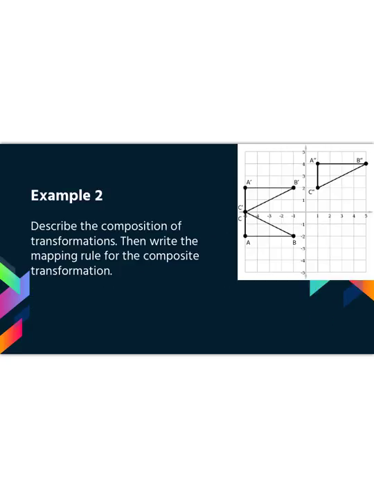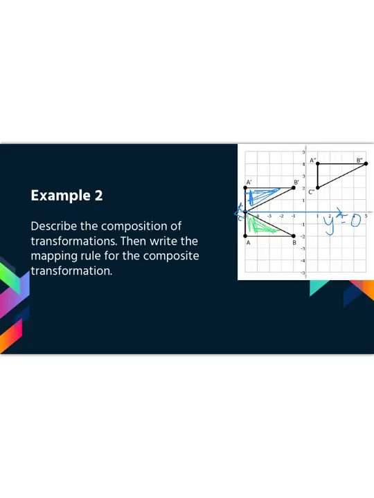For this example, I want to describe the composition of transformations and then write a single mapping rule to get from triangle ABC to triangle A double prime, B double prime, C double prime. So looking at my pre-image, I see that my pre-image looks like it was reflected to give me triangle A prime, B prime, C prime. So notice that points C and C prime are located at the same spot, so that means it must have been reflected over this line, which we know is the line y equals 0.